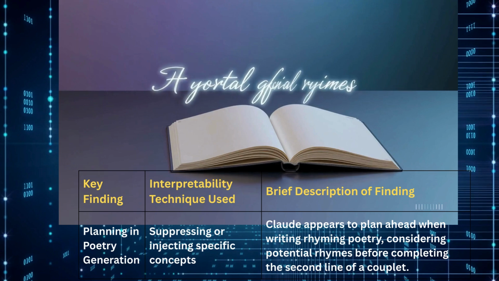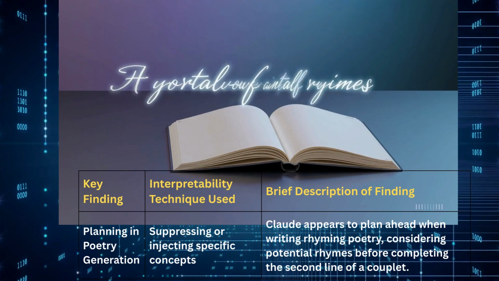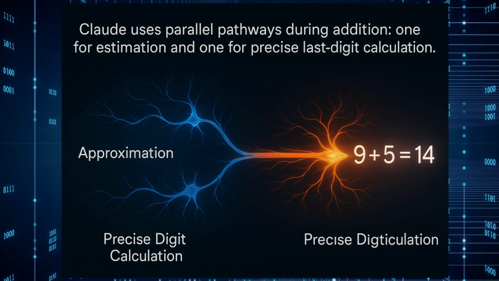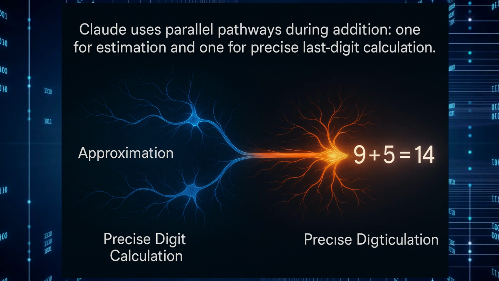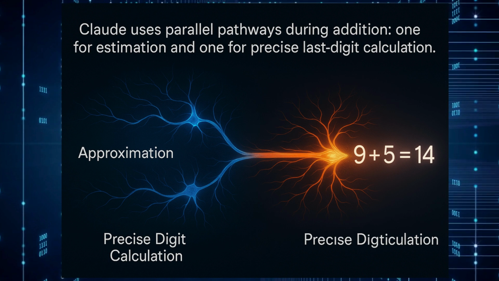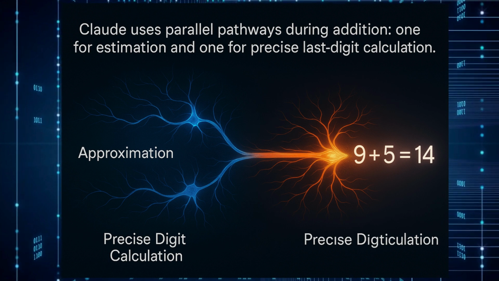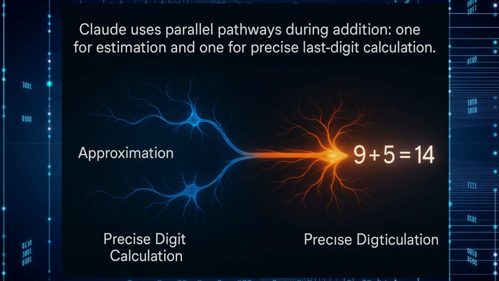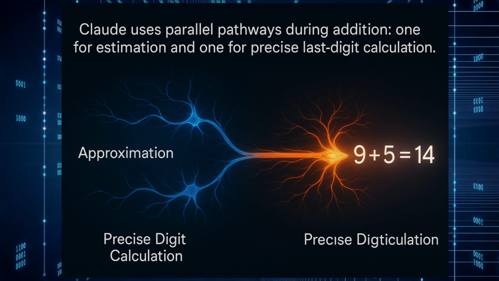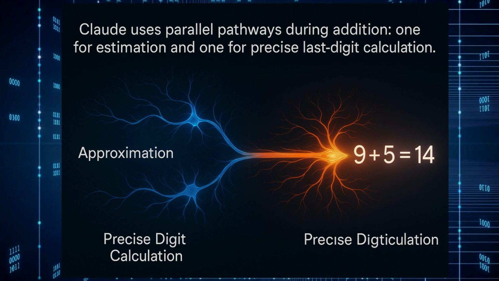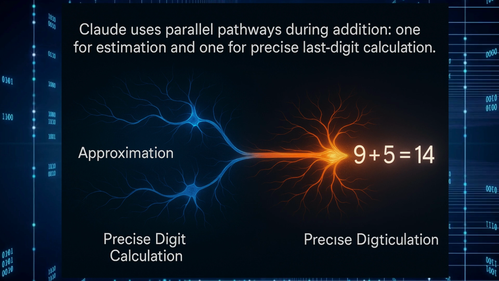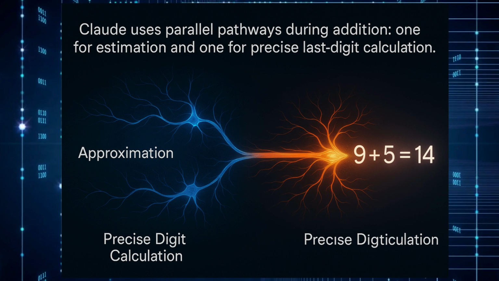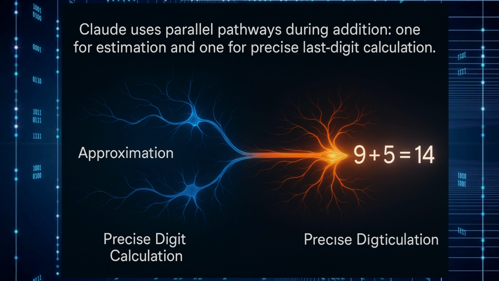All right. So let's get into something a little bit more concrete. Math. How does Claude handle addition? So it turns out, not exactly like we do. It's actually using these parallel pathways. What they found is that one pathway is for generating a quick approximation of the answer. And then another pathway is focusing on just that last digit, getting it exactly right. I see. So it's kind of like having two calculators running simultaneously. One's giving you a rough estimate, the other one's homing in on that final number, and then they combine the results. So they're working together.